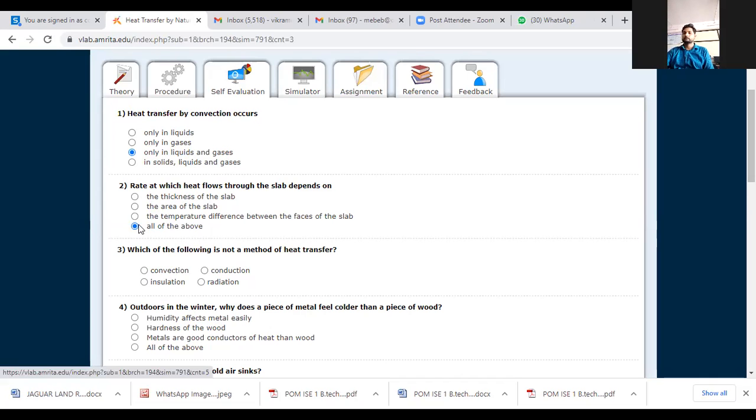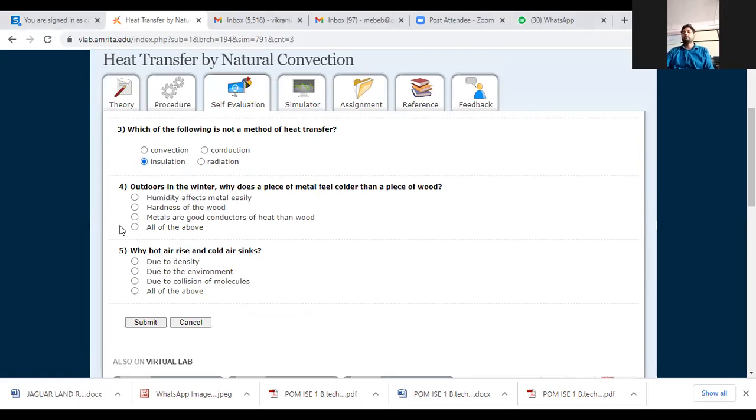Okay. Then the next question is, which of the following is not a method of heat transfer? Okay, or a mode of heat transfer? Convection है, conduction है, insulation मालूम नहीं, radiation है. So insulation is the answer. It is not a mode of heat transfer.